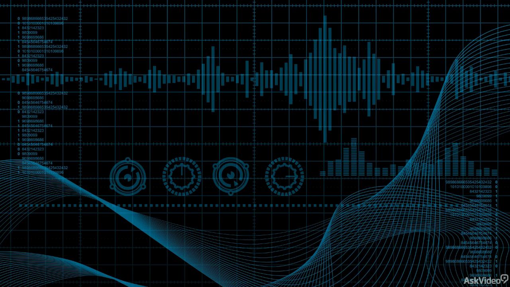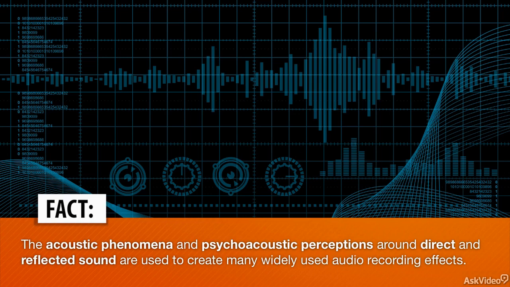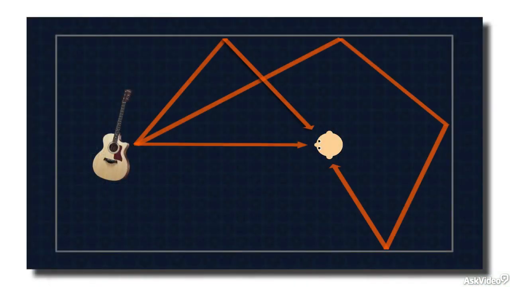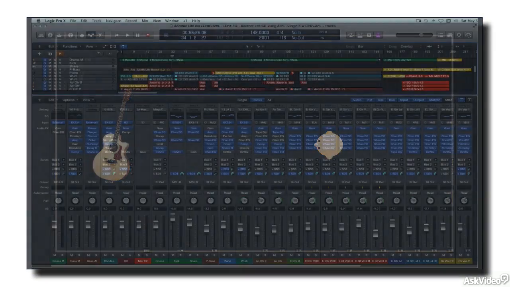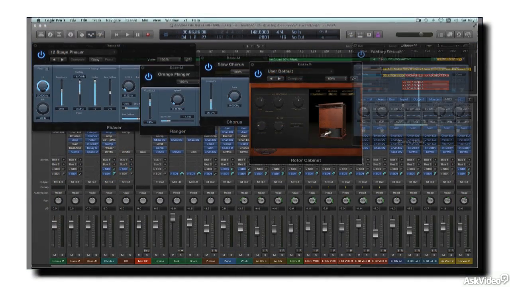Some of the most familiar and widely used effects in recording and mixing are based on the acoustic phenomena of direct and reflected sounds in combination, and the related psychoacoustic perceptions of our hearing systems. The phase interference and comb filtering effects of direct and delayed waves, and the Haas effect that governs how we perceive the sound in those situations, is the basis for the classic effects of flanging, chorusing, doubling, and echo.